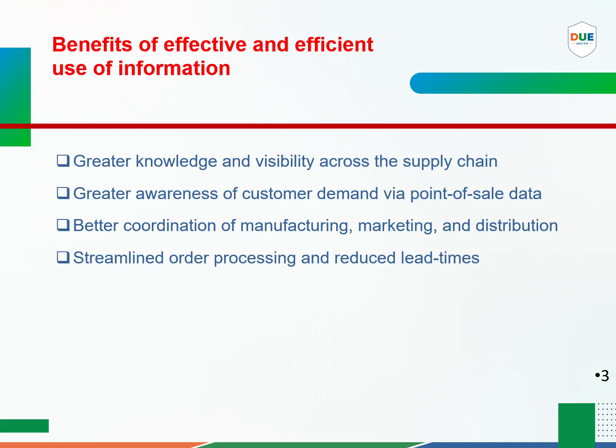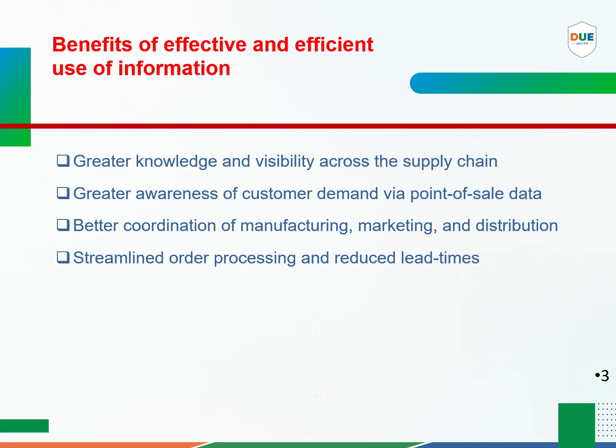Here we look at the benefits of using information effectively and efficiently in logistics. The bullets on this slide highlight 4 key advantages. First, better information gives greater knowledge and visibility across the supply chain. When companies can see inventory levels, shipment status, and demand patterns across suppliers, manufacturers, and customers, they can coordinate activities much more smoothly.